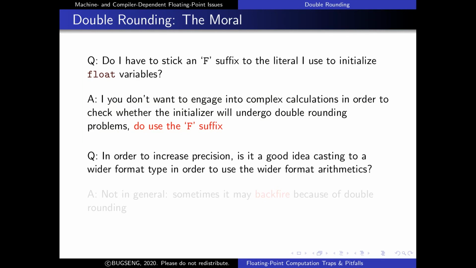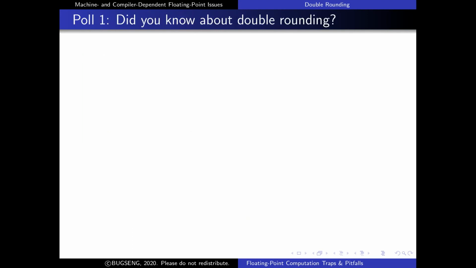Another question: in order to increase precision, is it always a good idea to cast to a wider format type in order to use the wider format arithmetic? As we have seen, no. In general, this is not guaranteed to work. Sometimes it may backfire because of double rounding.